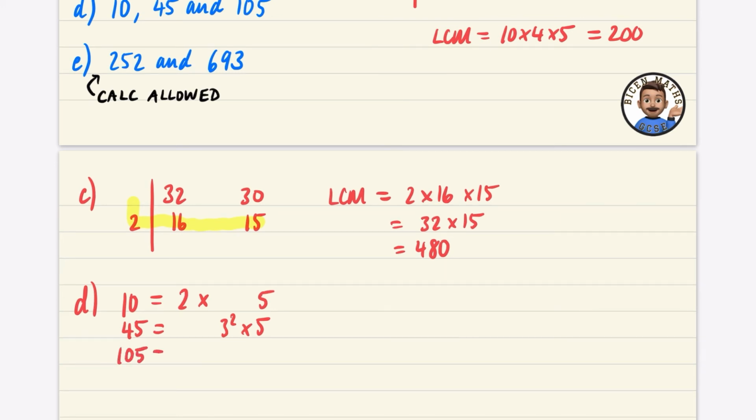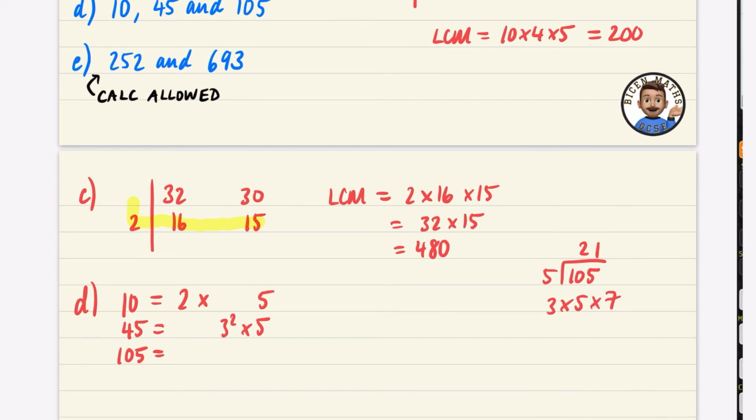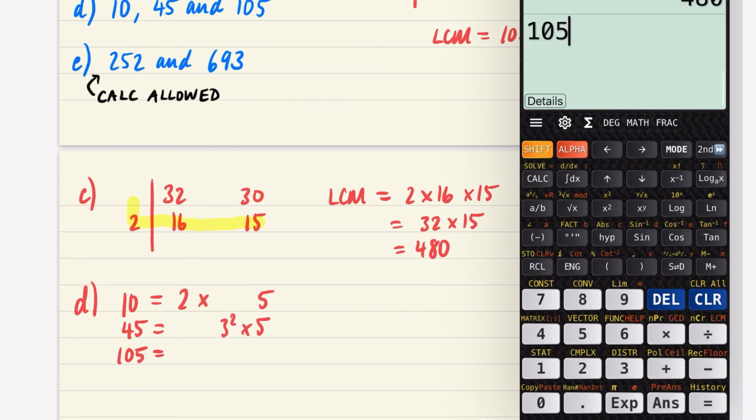105, okay, with 105, well, I know that 105 has 5 as one of the factors. 5 goes into 105 21 times, so I think it's actually going to be 3 times 5 times 7. But remember, you can check that in your calculator. If you do 105 and then shift fact, it is 3 times 5 times 7.